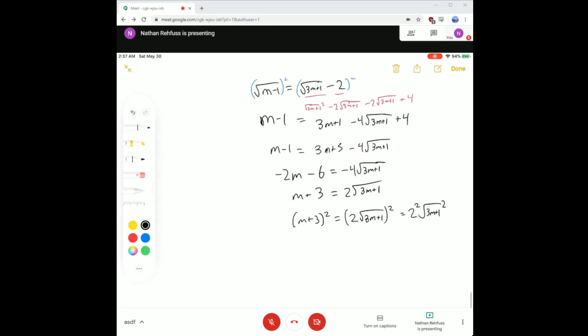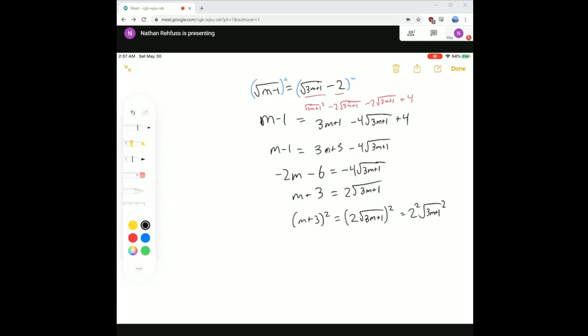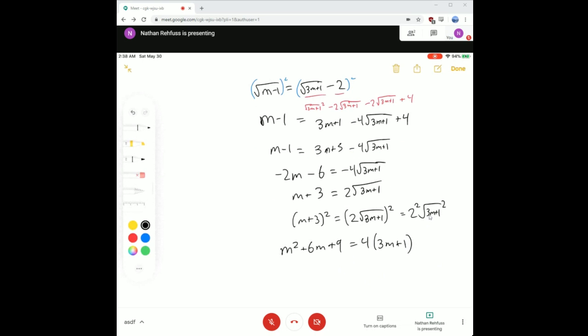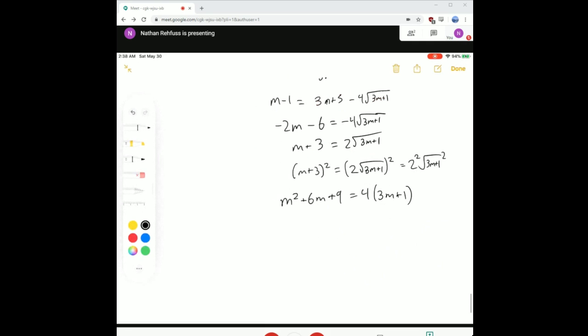So m plus 3 squared. Let's FOIL. M plus 3 times m plus 3. You can check yourself. It's m squared, and then 3m and 3m makes 6m, and then 3 times 3 makes 9. On the right here, we have 4 times 3m plus 1. Because 4 is 2 squared, and 3m plus 1 is this radical squared. So we had to isolate a radical, square both sides to kill it, isolate the other radical, square both sides to kill it. Well, now this is just a quadratic, so I can simplify.